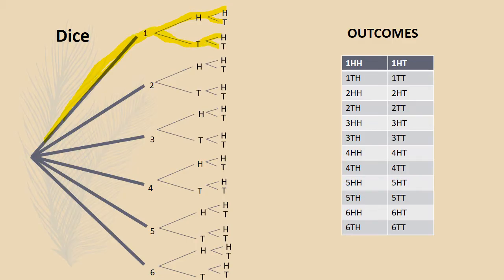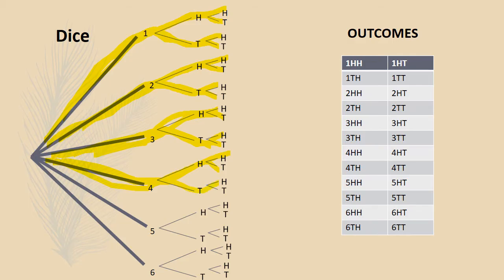Then we go to the 2. 2, a heads and a heads. 2, a heads and a tail. 2, a tail and a heads. 2, a tail and a tail. 3 heads, heads. 3 heads, tail. 3 and then a tail first and then a heads. 3 tail, tail. 4 heads, heads. 4 heads, tail. 4 tail, heads.